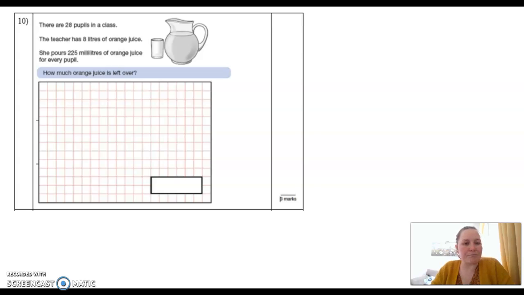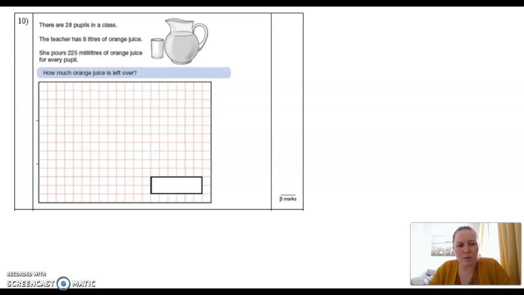Question 10. There are 28 pupils in a class. The teacher has 8 litres of orange juice and she pours 225 millilitres of orange juice for every pupil. How much orange juice is left over? So we've got quite a lot of information there and quite a lot to work through.